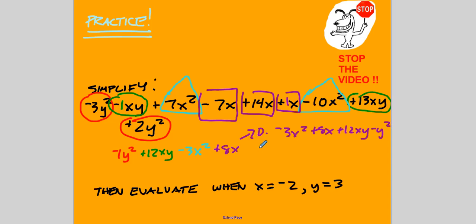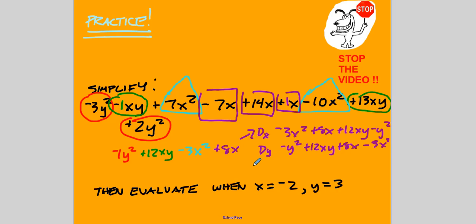Now this is descending powers of x. If I did this in descending powers of y, then I would start with negative 1y squared or negative y squared. Then I would go with the next highest power of y, which is plus 12xy. Then I would go with the 8x. Then I would finish with the highest power of x. And notice that descending powers of x are ascending powers of y, and descending powers of y are ascending powers of x.